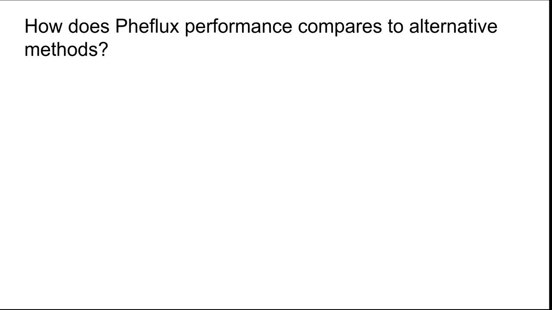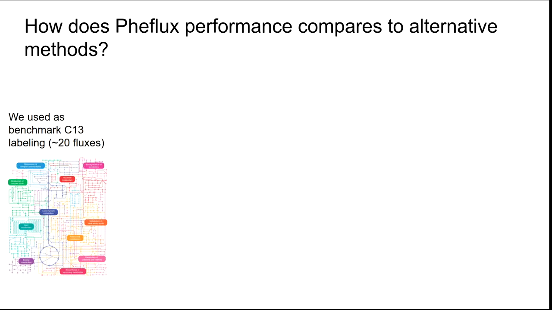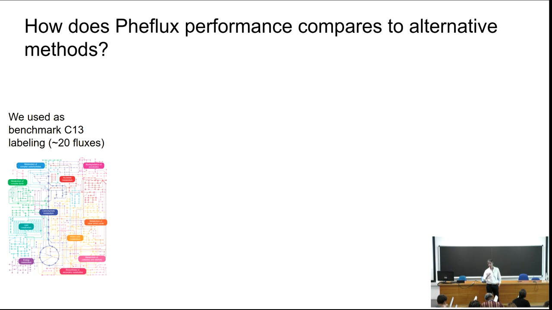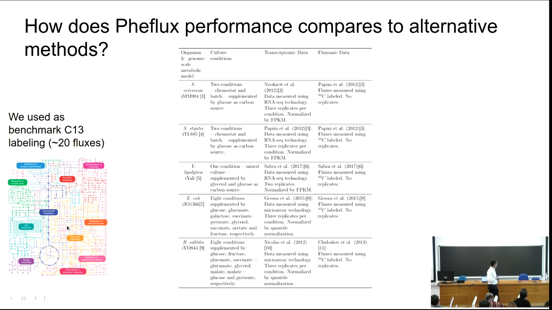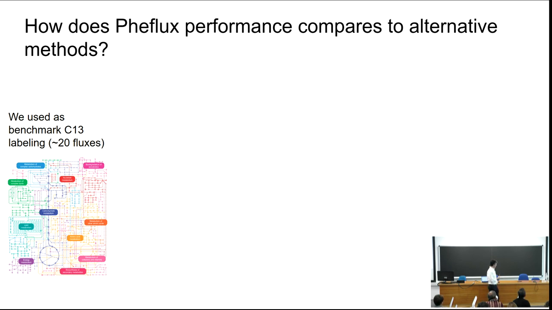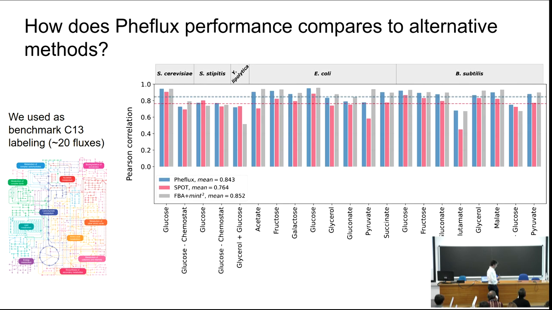So another way to try to validate this is to compare to reported values of fluxes. We use as a benchmark carbon labeling, which typically just reports fluxes for glycolysis, TCA, and some ramifications from there. And we collected a database for several microorganisms that has both fluxomic data and transcriptomic data, either microarray or RNA-seq. So here are the results.